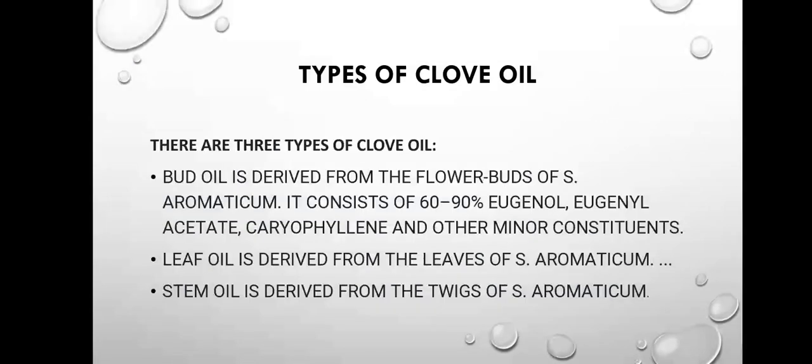Now the types of clove oil. There are three types of clove oil: bud oil, leaf oil, and stem oil. Bud oil is derived from the flower buds of S. aromaticum. It consists of 60 to 90% eugenol, eugenyl acetate, caryophyllene, and other minor constituents.